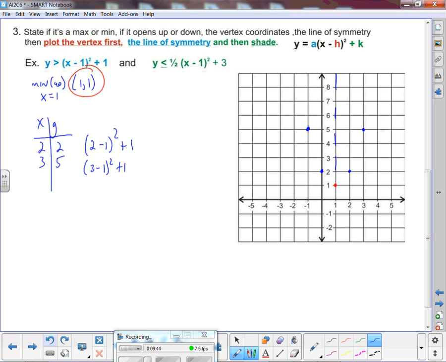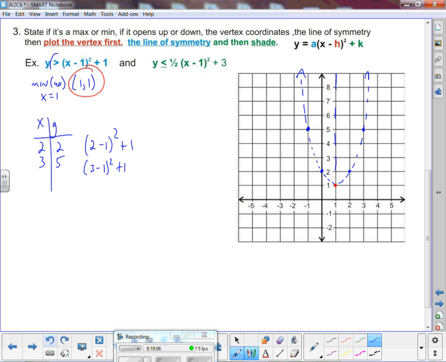All right, you go back to your inequality. What is it? It's a greater than. It's not greater than or equal to. This means the points of the line are not included. Therefore, I must use a dotted line. Okay, and I'm going to shade.